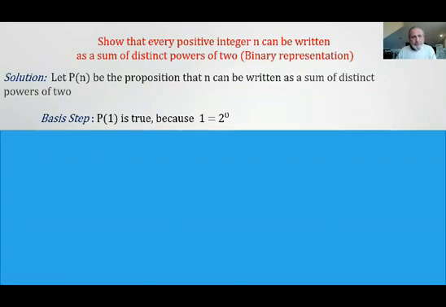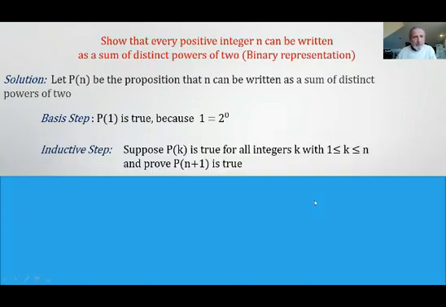Basis step, P1 is true because 1 can be written as 2 to the power 0. Now, inductive step, that's really important how you set it up. You suppose Pk is true for all integers k between 1 and n, meaning that 1, 2, 3, up to n can be written as a sum of powers of 2. Now you have to prove that n plus 1 can be written as a sum of powers of 2.